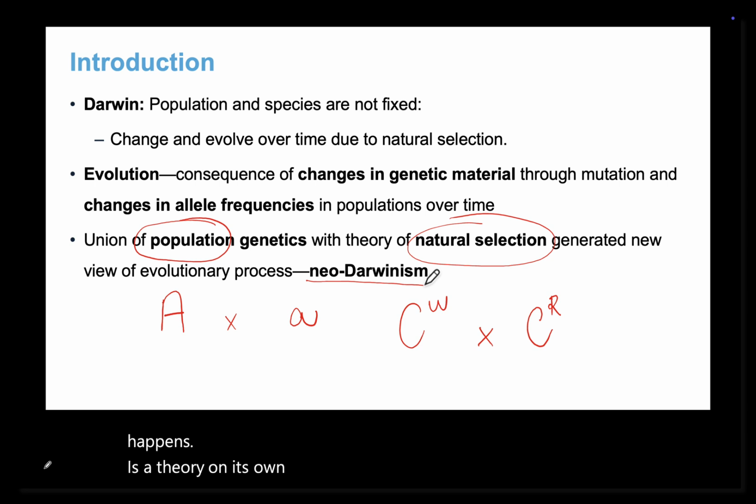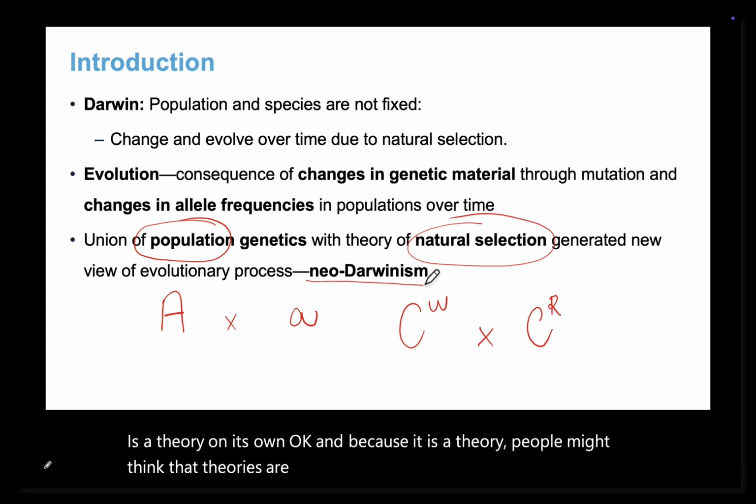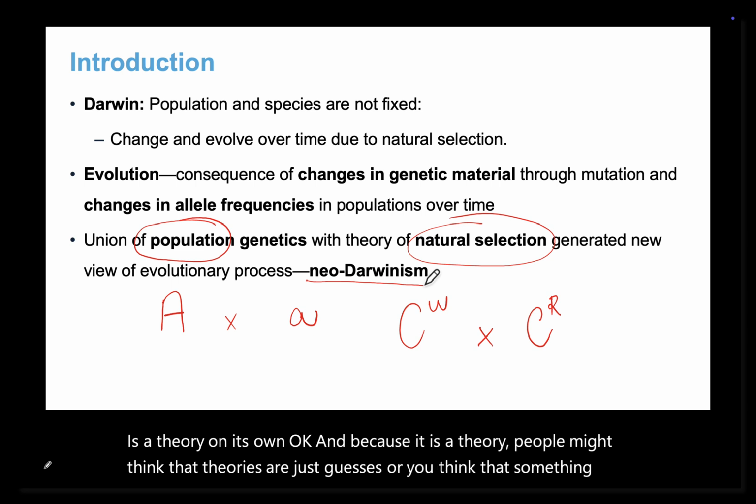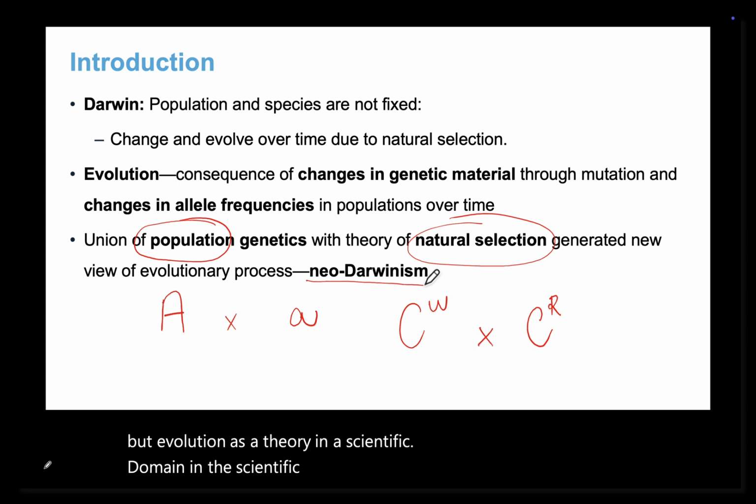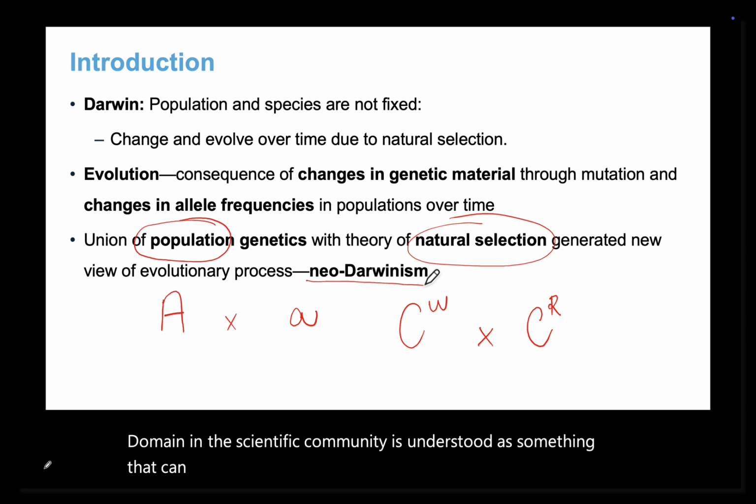Okay? And because it is a theory, people might think that theories are just guesses, or that you just think that something is. But evolution as a theory in the scientific domain, in the scientific community, is understood as something that can be scientifically proved in the lab or observed in nature.